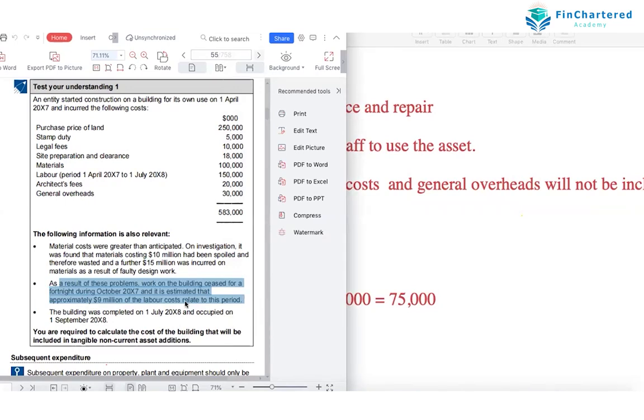Very good, Shivangi. Only 141,000 will be capitalized because out of 150,000, 9 million was because work unexpectedly stopped because of these problems. Again, we were not sitting and expecting, oh, there will be problems. So 9 million we will pay? No. So out of 150,000, 9 million was abnormal. So only 141,000 will be capitalized.